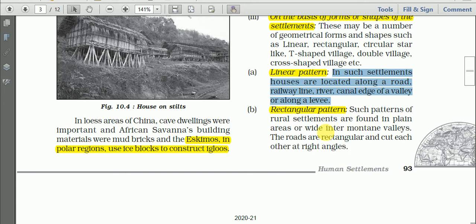And next we have the rectangular pattern. Such patterns of rural settlements are found in plain areas.